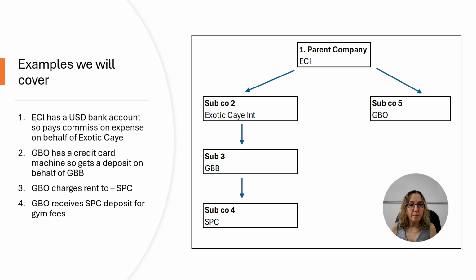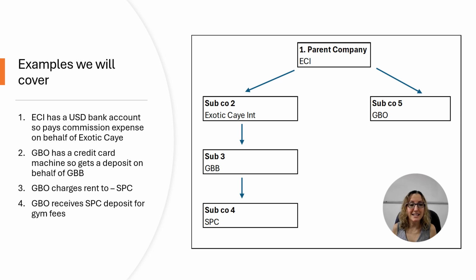So the first example I'm going to go through would be where ECI, the parent company, has a US dollar bank account and they're paying commission expense on behalf of Exotic Key. This happens for many different reasons in different companies. It could be that the subcompany doesn't have that currency of a bank account. It could be that that company just doesn't take deposits in, so doesn't have the cash. Many different types of examples of why this could happen.